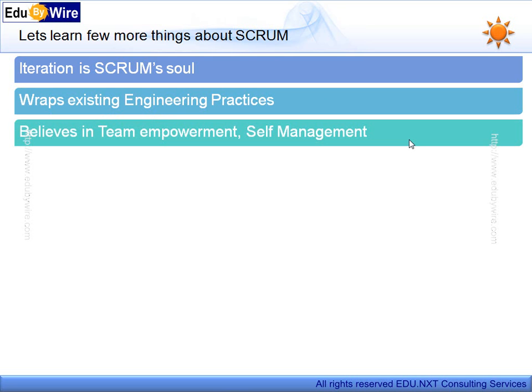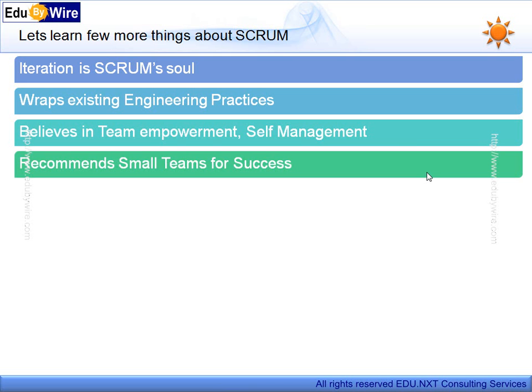Scrum believes in team empowerment and self-management. Team has clear understanding of individual roles and responsibilities. Team is empowered to take decisions. There is no manager to manage the team. Team is supposed to manage itself, which puts lots of responsibilities and expectations on team.